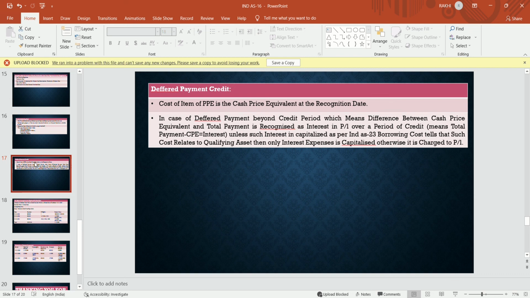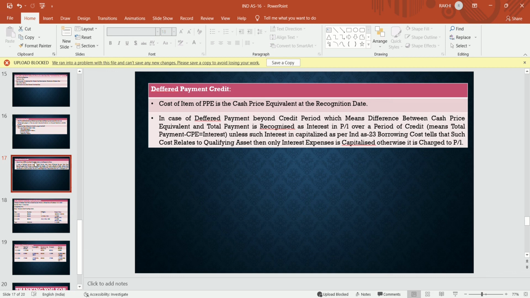So the cost of an item of PPE is the cash price equivalent at the recognition date. In case of deferred payment beyond the normal credit period, the difference between the cash price equivalent and the total payment is recognized as interest and is to be charged to P&L over the period of credit. If the price of the asset today is 10 lakhs and we have to pay 15 lakhs, that 5 lakhs is the interest part, charged to P&L over the period of credit, that is 5 years.